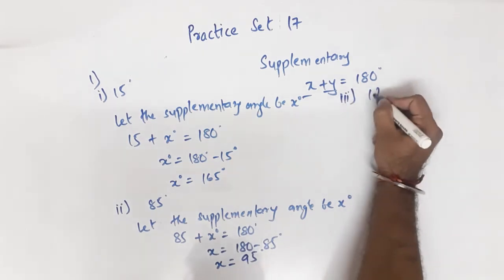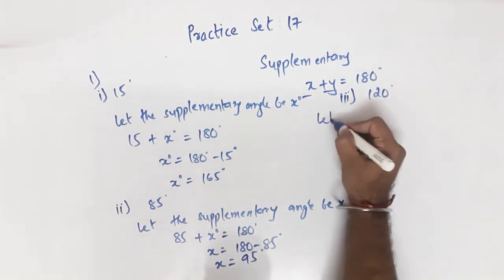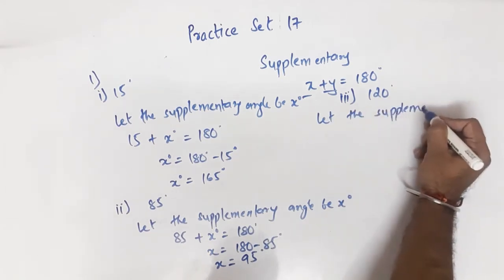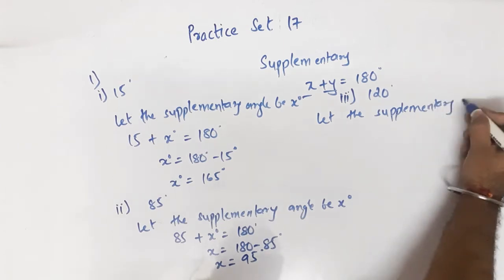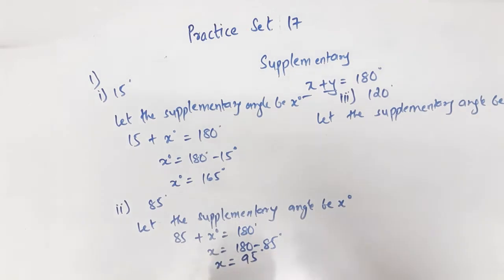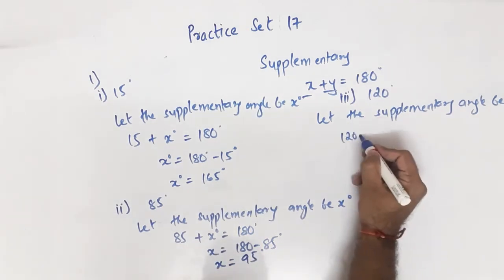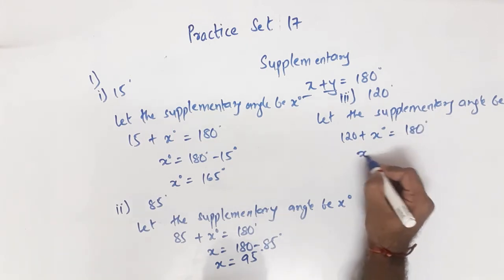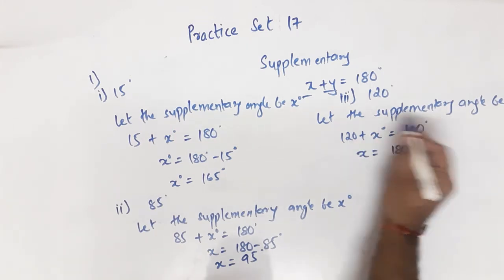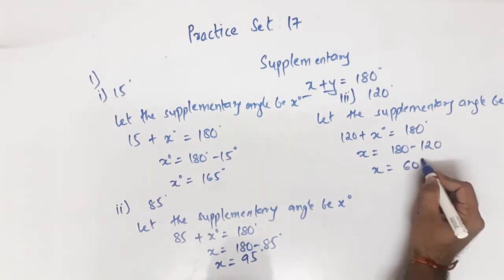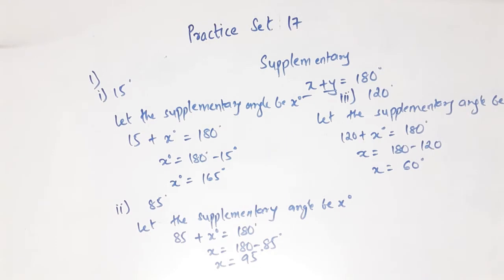Third one is 120 degrees. I'll write, let the supplementary angle be x degrees. Okay, so simple. 120 plus x will give me how much? It will give me 180 degrees. So 120 will move there. x is equal to 180 minus 120. It is 60 degrees.